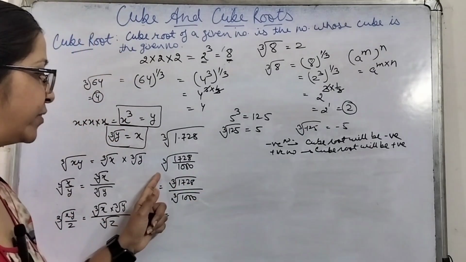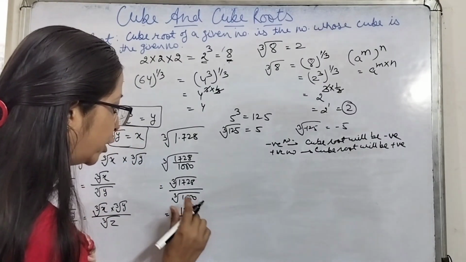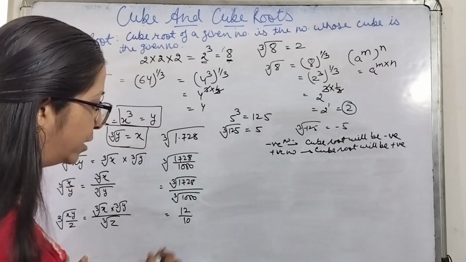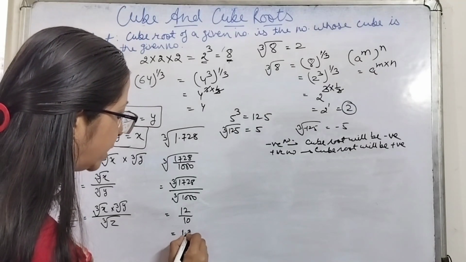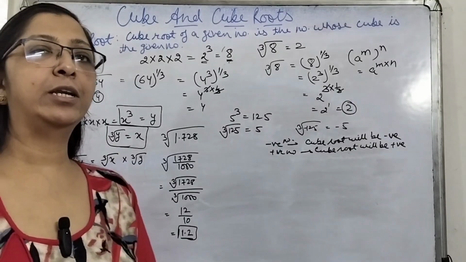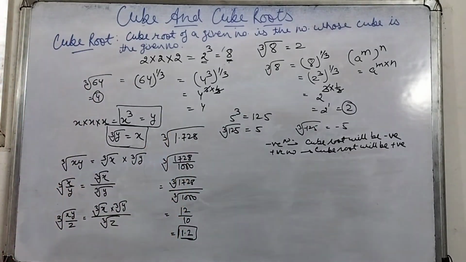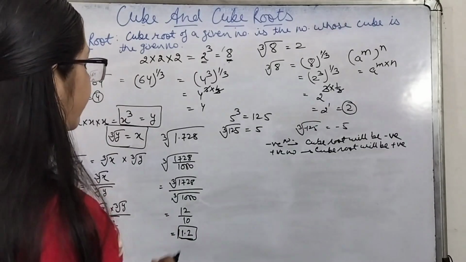Cube root of 1728, as we just saw, will be 12, and cube root of 1000 will be 10. So it will be 1.2. Cube root of 1.728 will be 1.2. Now how can we find the cube root? That we will be seeing.